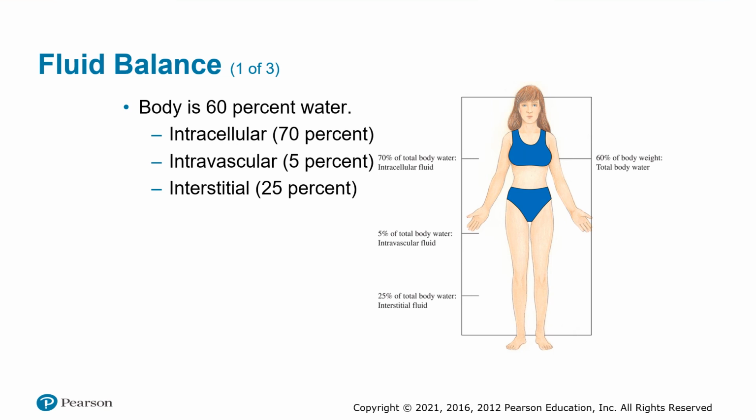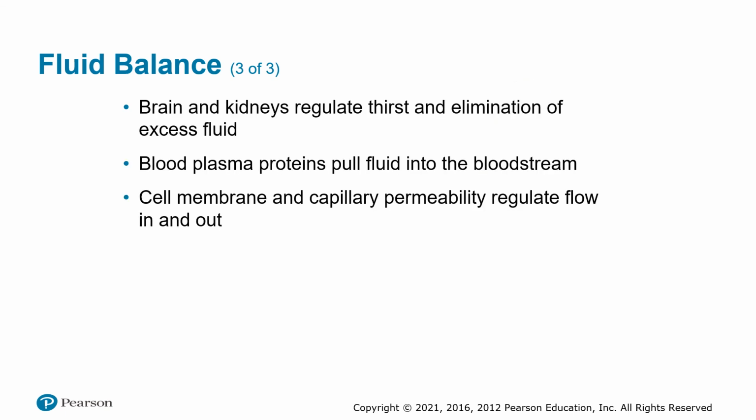Pathophysiology of other systems. So the fluid balance. The body is 60% water. Of that 60%, 70% is intracellular, 5% is intravascular, and 25% is interstitial. When I talk about intracellular, that means it's inside the cells. Intravascular means that it's inside the vessels, and interstitial is in between. The brain and the kidneys regulate thirst and elimination of excessive fluid. The blood plasma proteins pull fluid into the bloodstream, and the cell membrane and capillary permeability regulate flow in and out.